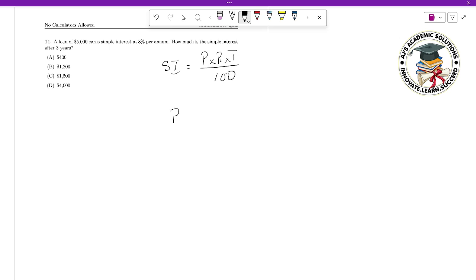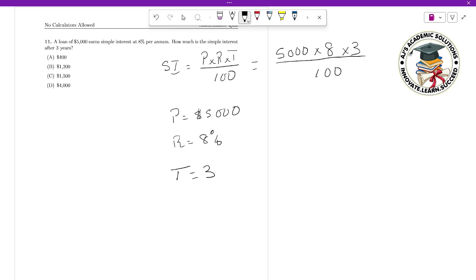The principal is how much we actually have, which the question says is going to be invested, which is 5,000. The rate is always the percentage that you're given, which is 8%. And the time, this is important. Time is always in years, so that's 3. So using this information, what we have is 5,000 times 8 times 3 divided by 100.